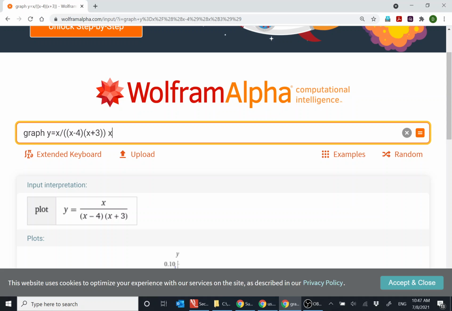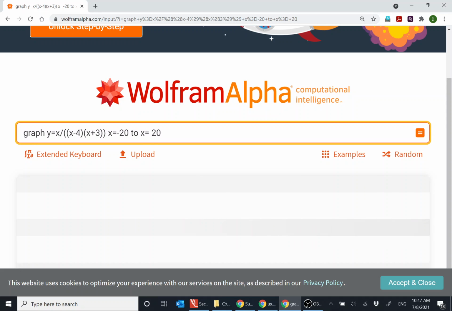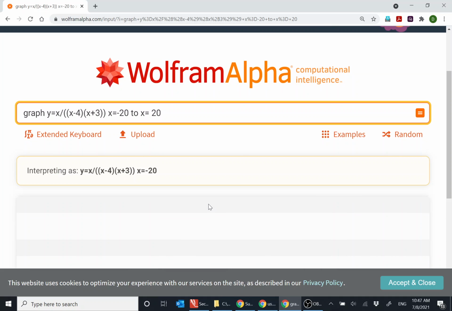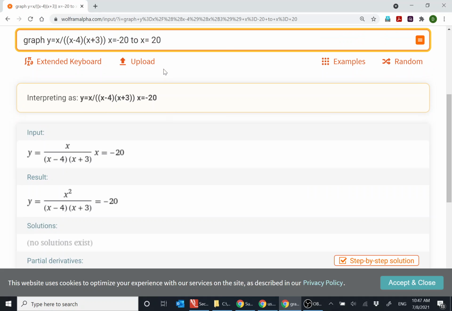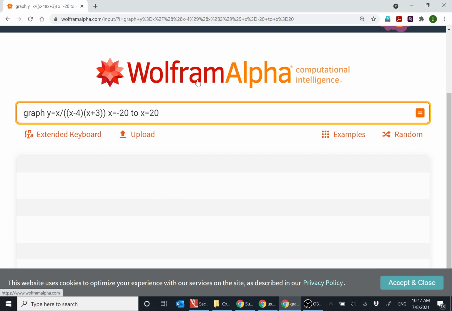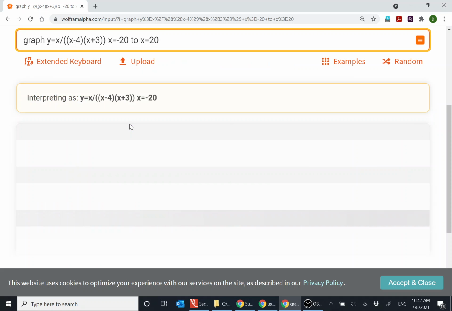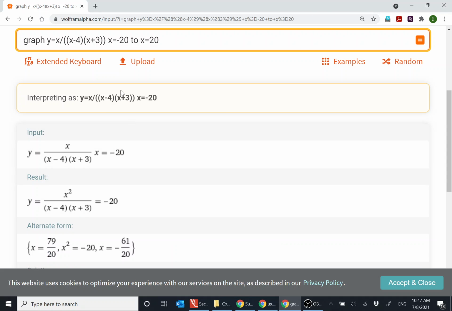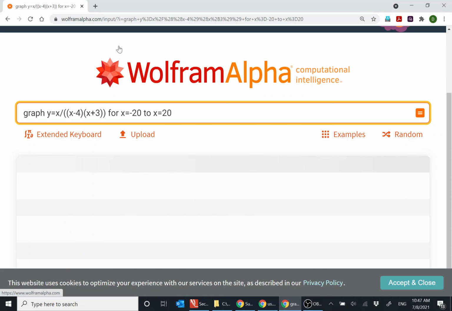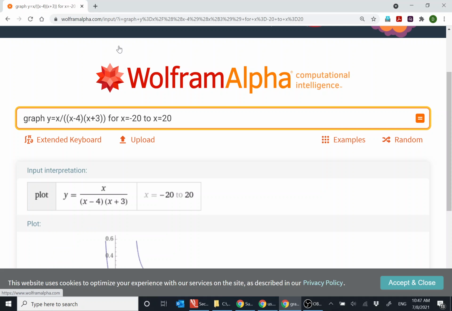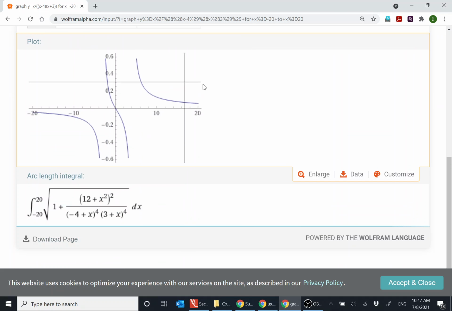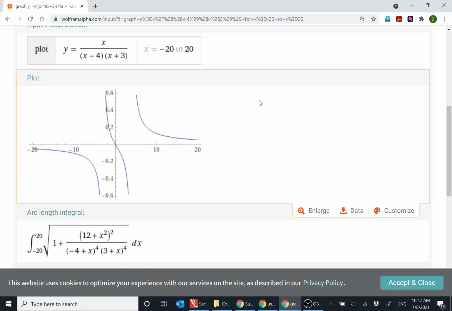Let's see. Let's do x equals minus 20 to x equals 20. Maybe that'll get us a better picture. No. No. 4x to x. Ah, here we go. Okay, yeah, there it is. See?